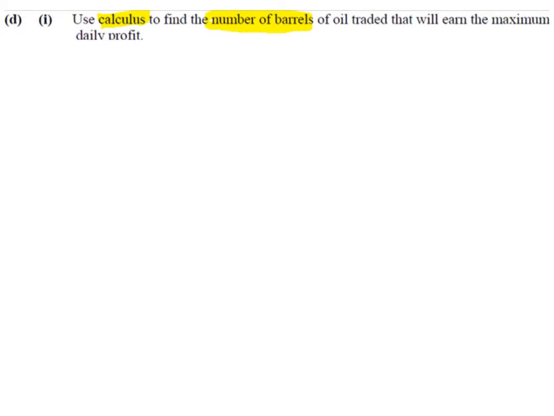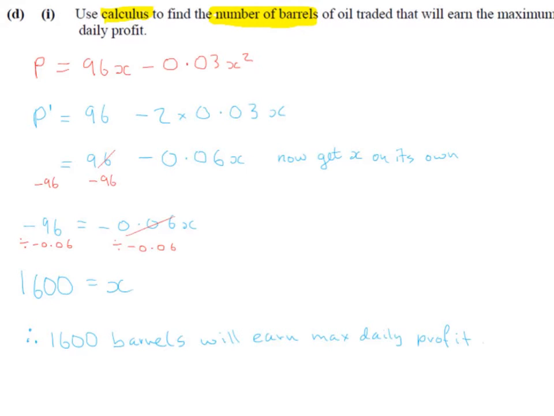Part D, use calculus to find the number of barrels of oil traded that will earn the maximum daily profit. So we have P equals 96x minus 0.03x squared. So we have to find the derivative of our function P. The derivative of 96x is just 96.